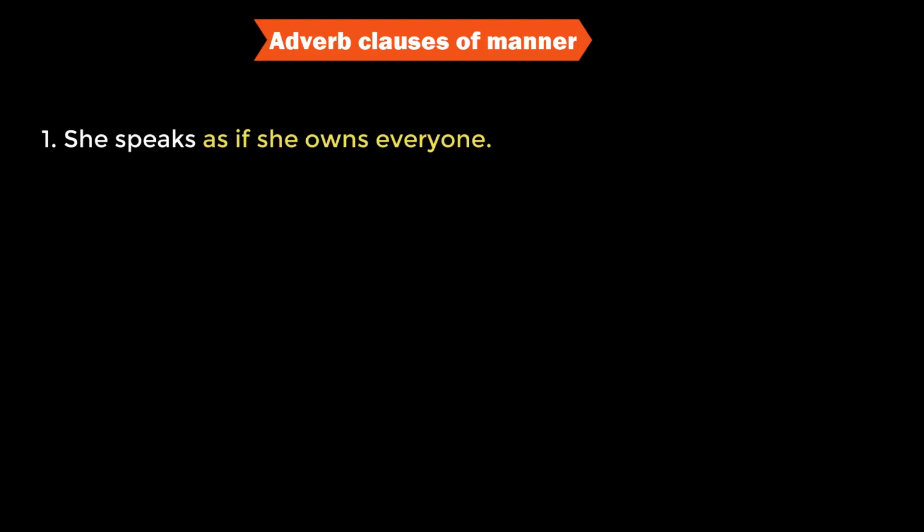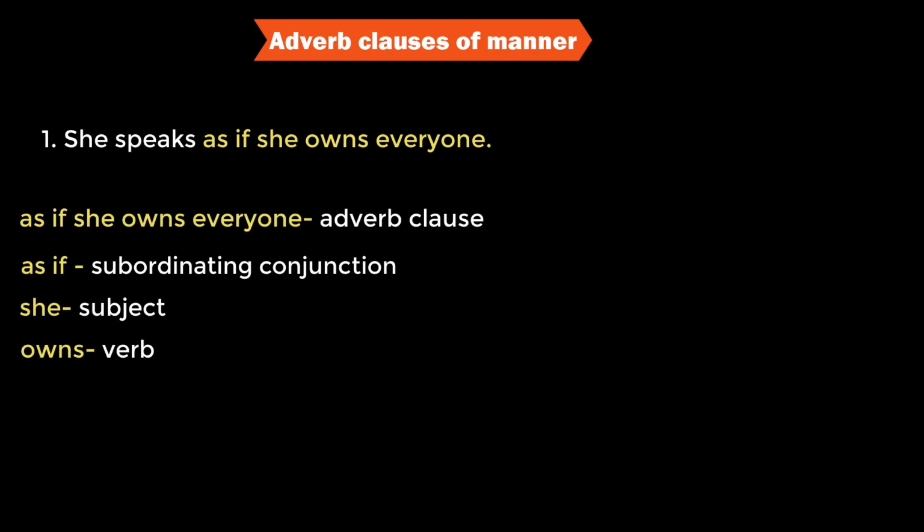She speaks as if she owns everyone. Speaks as if she owns everyone. So as if she owns everyone is my adverb clause. As if is the subordinating conjunction coming in the beginning of the clause. She is the subject, owns is the verb. Now this is telling us how she speaks, in what manner she speaks.